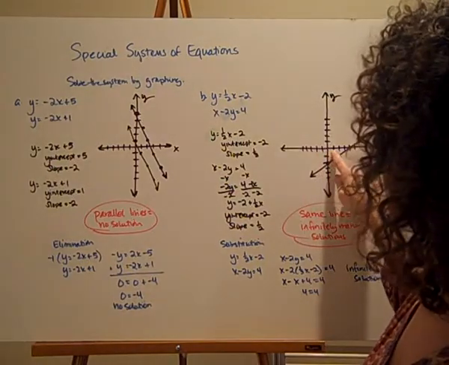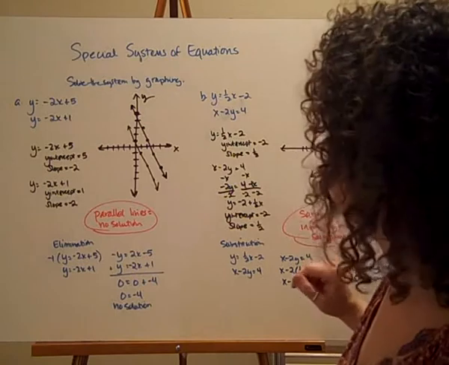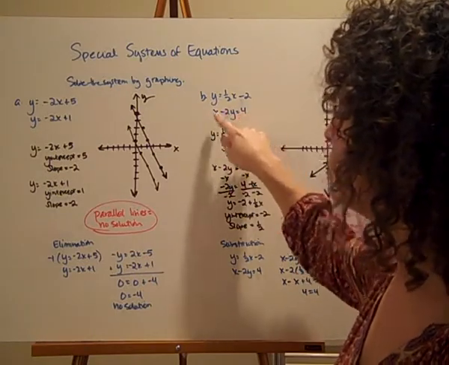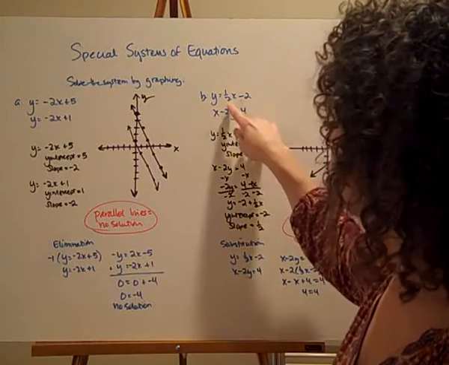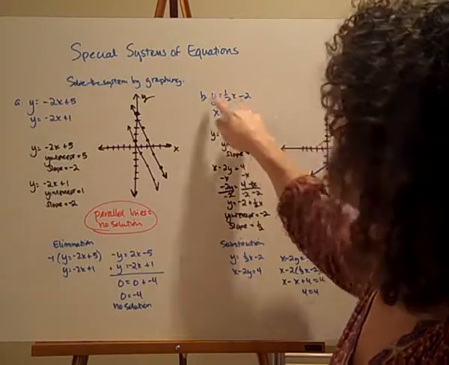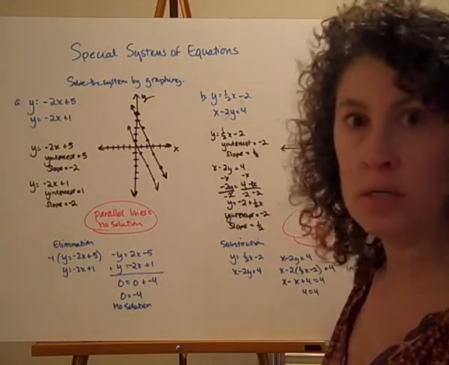So for instance, if I go on the graph here, let's see, 1, 2, 3, 4, and I have 4, 0 is an ordered pair. So if I plug that in there, 4 minus 2 times 0 equals 4. Yep, it works for that one. Let's try it for this one. 1/2 times 4 is 2. 2 minus 2, yep, that's 0. So an ordered pair that works in one also works in the other because they're the same.